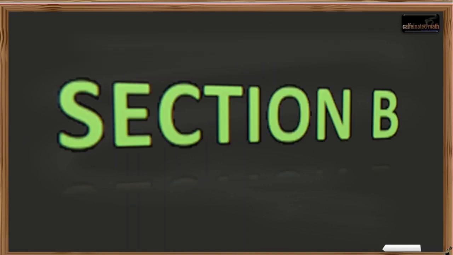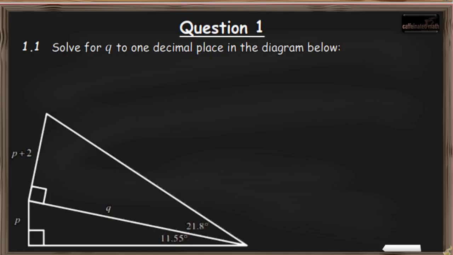Section B. Well, we are moving, aren't we? I think yellow is good for this. Solve for Q to 1 decimal place in the diagram below. Where's Q? Q is there. Now, if we have a look at the bottom triangle, well, we just have an angle, and then we have P and no other values. And then if we look at the top triangle, well, we still have that. So, well, what do we do? Well, let's see if we can set up equations anyway.